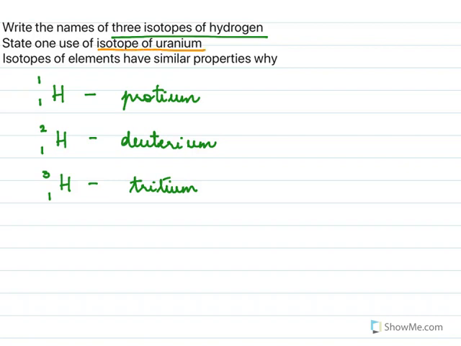State one use of an isotope of uranium. Now, uranium isotopes we have already studied. It is used as a fuel in a nuclear reactor.